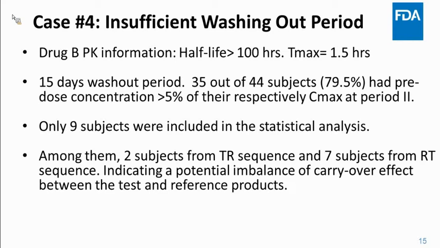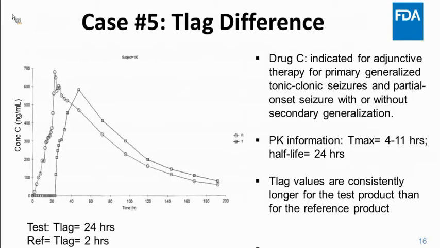Moreover, for the remaining 9 subjects, there is an imbalance in the distribution of the subjects in the 2 sequences: 2 subjects from the TR sequence and 7 subjects from the RT sequence. It indicates a potential imbalance of carryover effect between the test and the reference products.